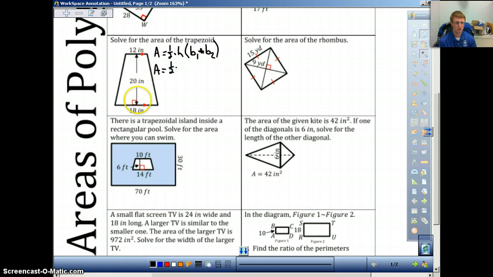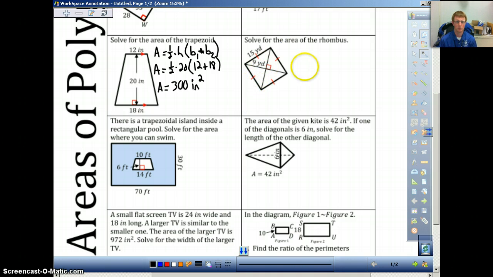1/2. Our H is 20, so we plug in 20. Our B1 is 12, and our B2 is 18. Then we multiply this out, put it in a calculator, whatever it takes, and you get area equals 300 inches squared. Make sure that you are labeling it. Remember, formula is 1 point, plugging in is the 2nd point, answer is the 3rd point, units is the 4th point. Over here we have a rhombus, so let's look at the rhombus. We're just going to go through these examples fairly quickly.